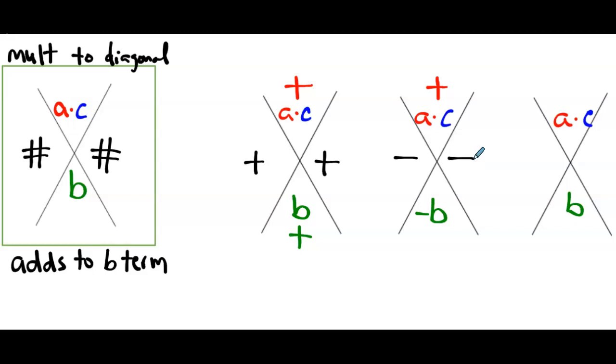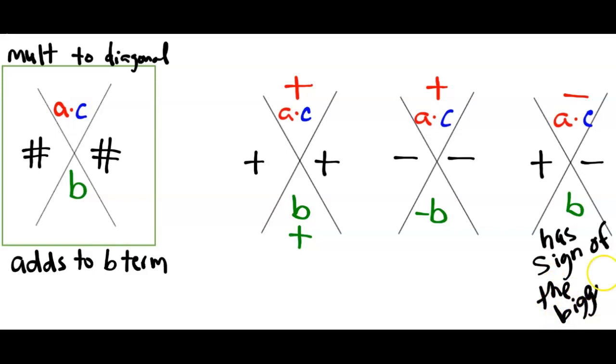Okay, what about if my A times C is, oops, I meant that to be a negative, because I did both the positives, is negative, my diagonal are going to be opposite. And they're going to be opposite based on whatever has the bigger number. So this has the sign of the bigger number. So when you're looking at this, and again, this will make more sense in a minute.